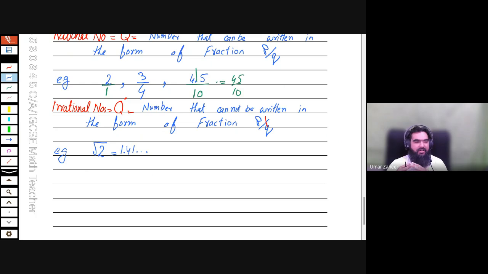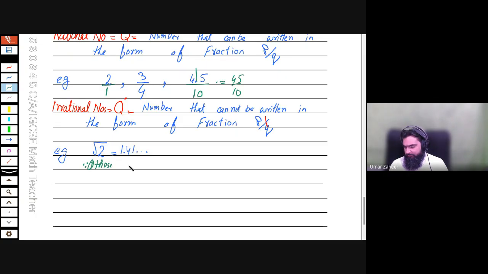So look at here, these are types of numbers that are basically non-terminating and non-recurring as well. That's why they are irrational, because these types of numbers are not possible to write in the form of a fraction.